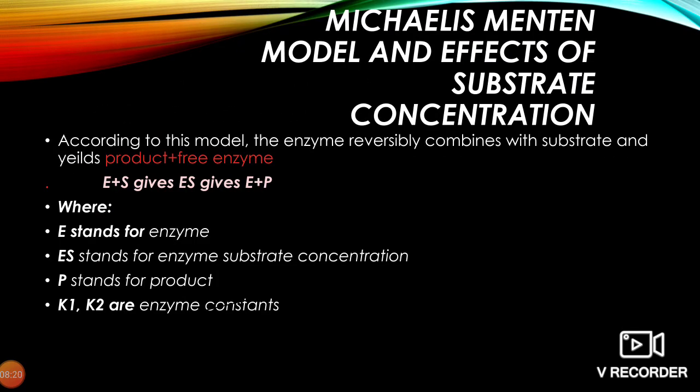Now I would like to talk about the Michaelis-Menten model and the effects of substrate concentration. According to this model, the enzyme reversibly combines with substrate and yields the product and free enzyme. For example, in the given equation, E plus S gives ES, which gives E plus P. What does it stand for? Well, E stands for enzyme, ES stands for enzyme-substrate complex, and P stands for the product, while K1 and K2 are the rate constants.